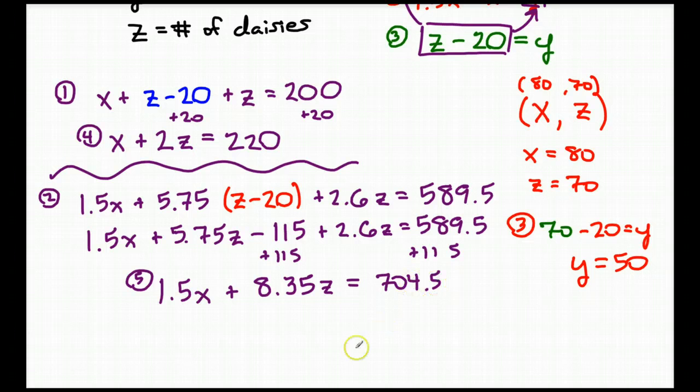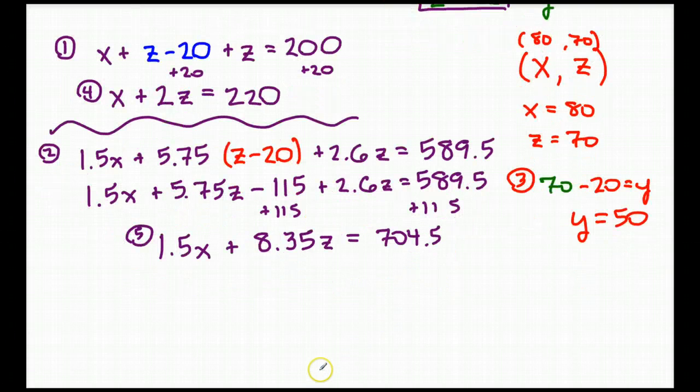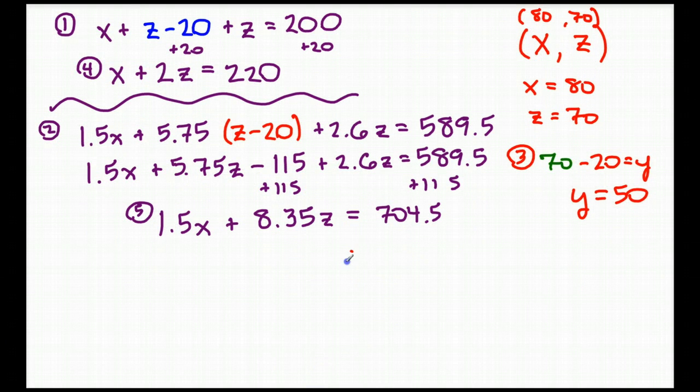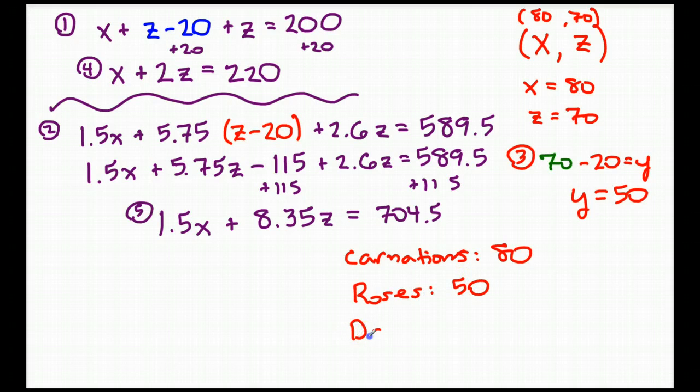So that means that for our final answer, we know that the number of carnations, which was my x value, is 80. We know the number of roses, which was my y value, is 50. And then finally, we know the number of daisies, which was z, is 70.